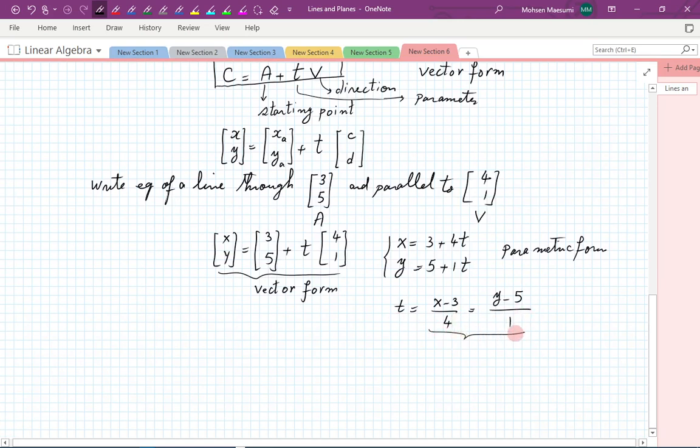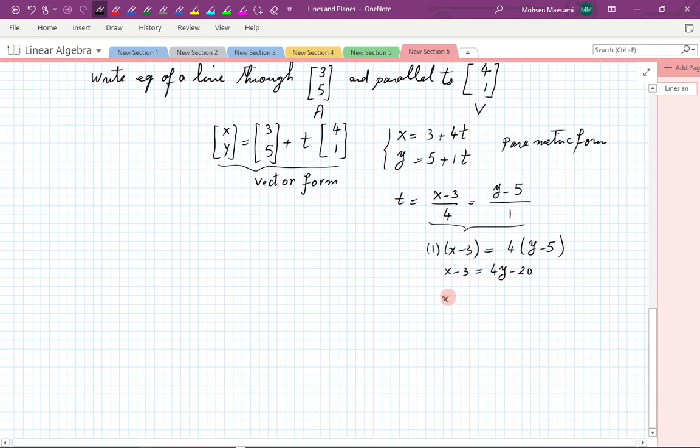So forget about t now, just concentrate on x and y. This is sometimes referred to as eliminating t between these two equations. So you cross multiply, so 1 times x minus 3 is equal to 4 times y minus 5. So x minus 3 is 4y minus 20. And then we can write, for example, x minus 4y, and that equals to minus 17. And we can do other simplification to this, but this is just as good as we need. This is going to be called the general form.